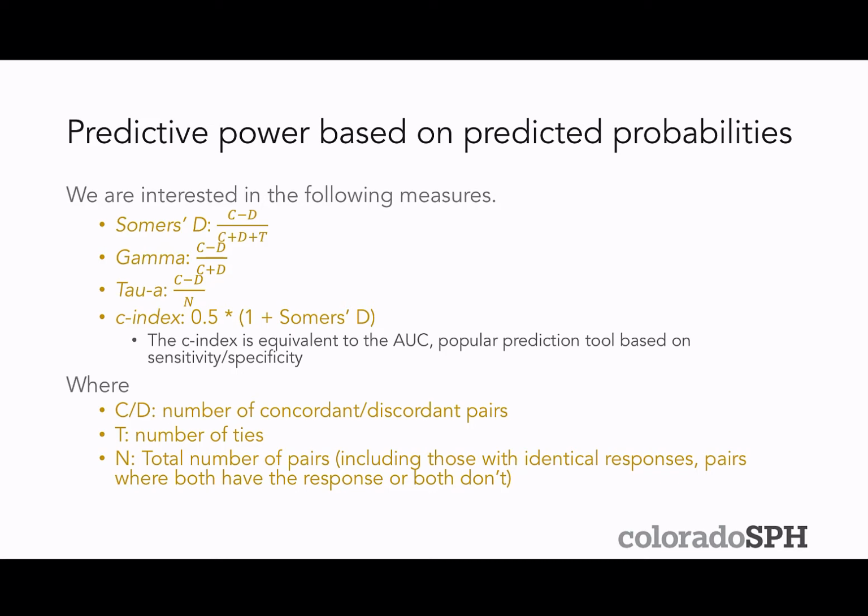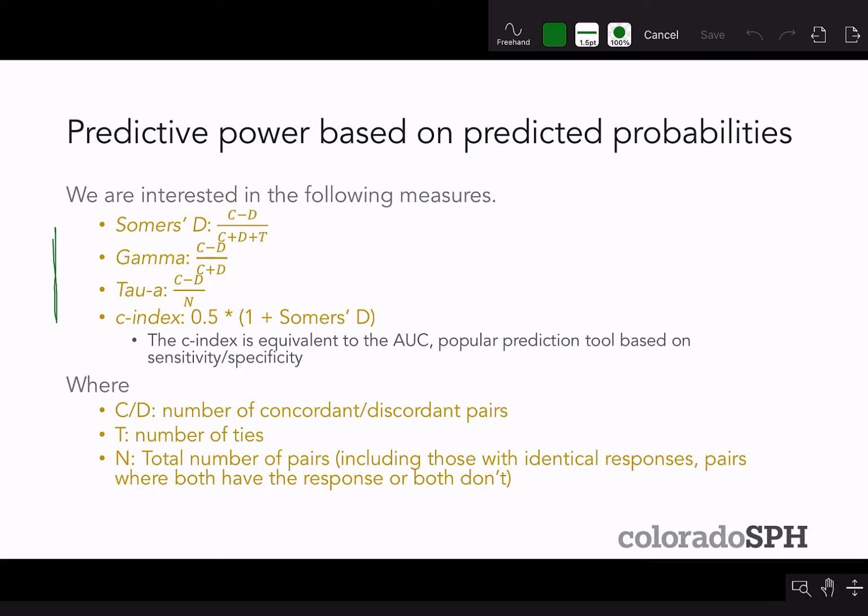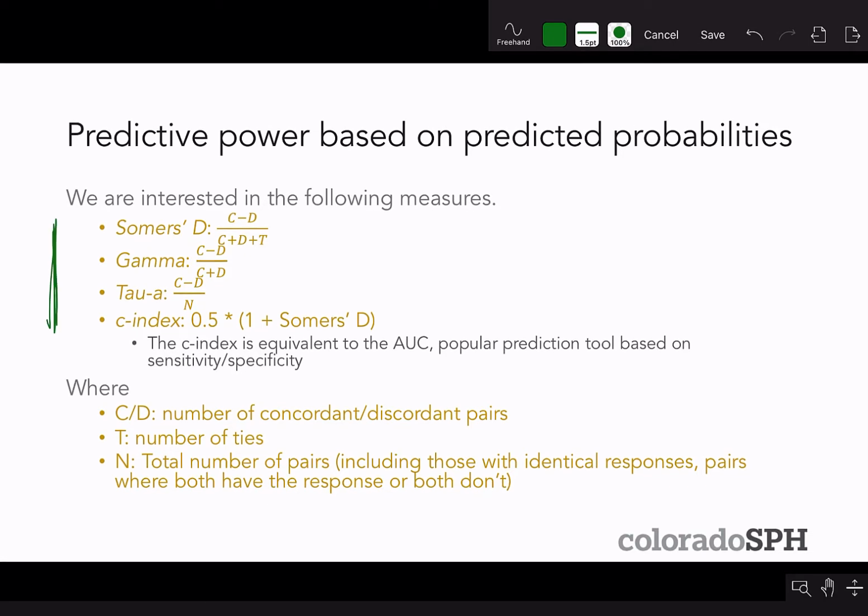So there are a couple of measures that use these definitions to calculate predictive performance. Let C equal the number of concordant pairs from the last slide, and D equal the number of discordant pairs.